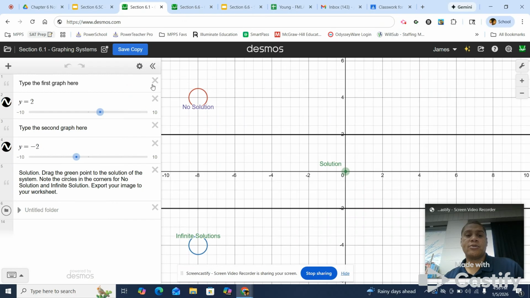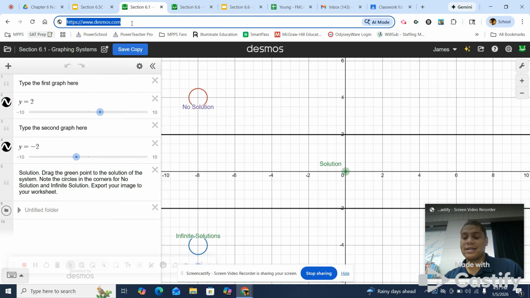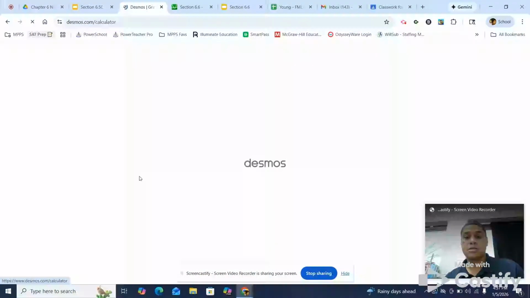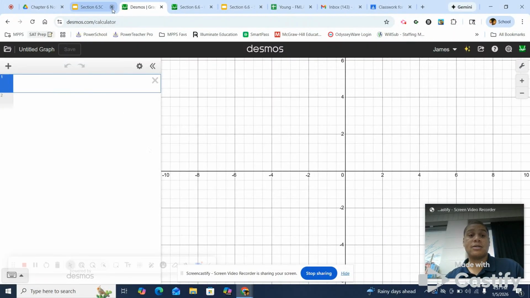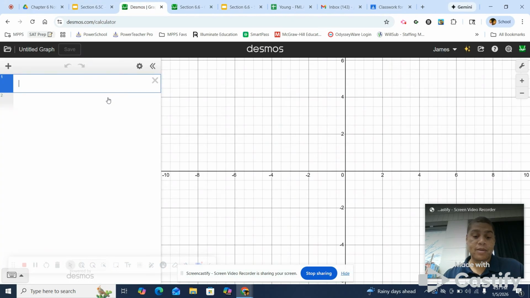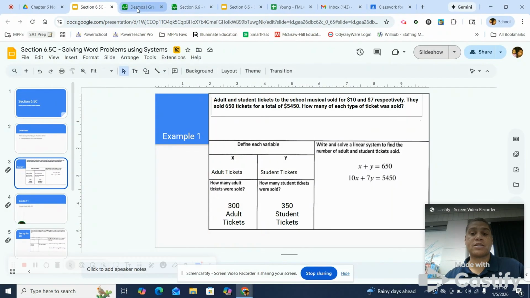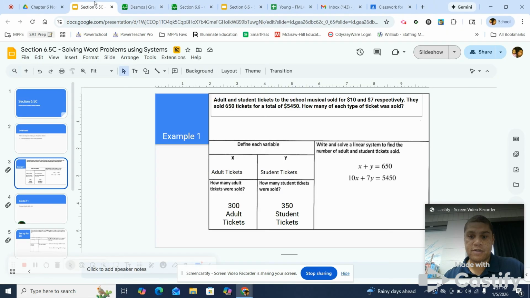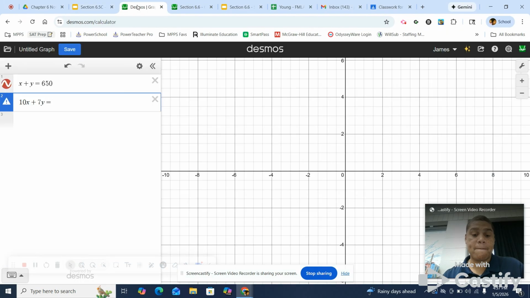Now, this is that little pre-made Desmos thing that I had for you guys, but honestly, you don't need it. If I just go to Desmos real quick, open a graphing calculator, I can just literally type that in. X plus Y equals 650. And the other one, 10X plus 7Y equals 5,450. Nice. And I'm done. I just got to find where they cross.